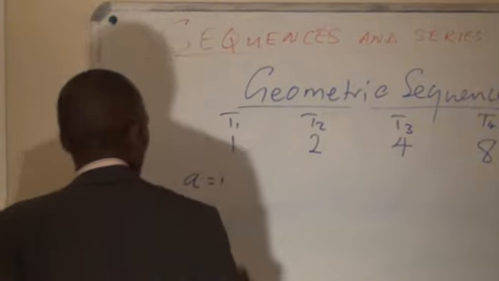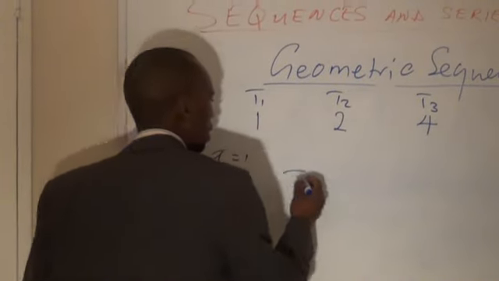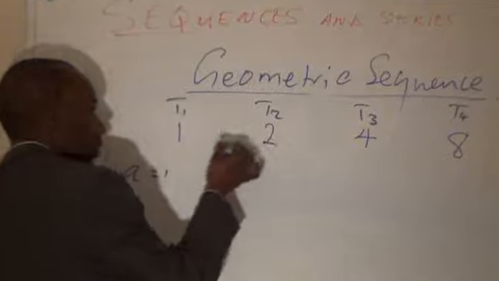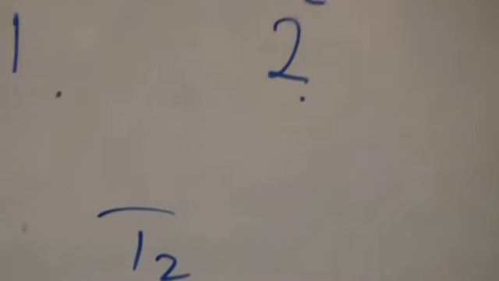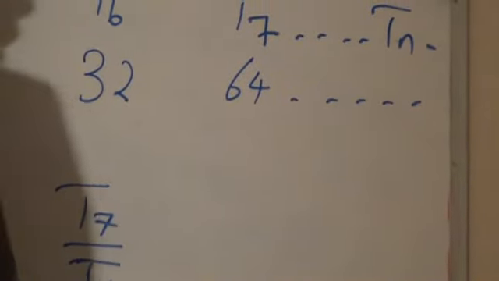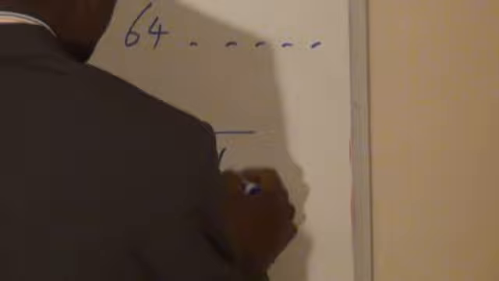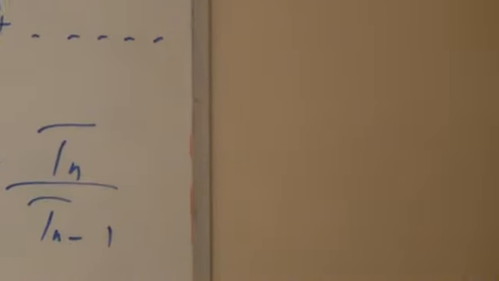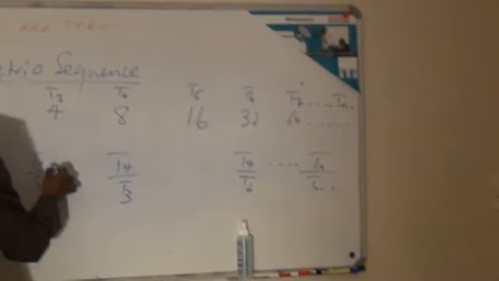Okay? Let's try to check. T2 divided by the term before it, T1. Let's look at T3 divided by the term before it, T2. Let us look at T4 divided by the term before it, T3. Let us look at T7 divided by the term before it, T6. And therefore let us look at Tn in general divided by the term before it, Tn minus 1. And let's try to see what we get.